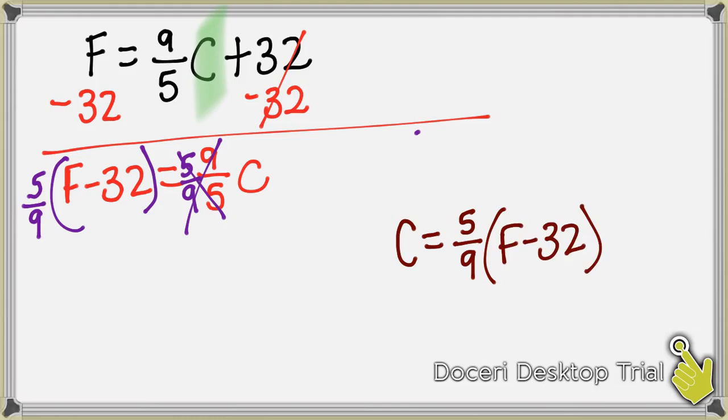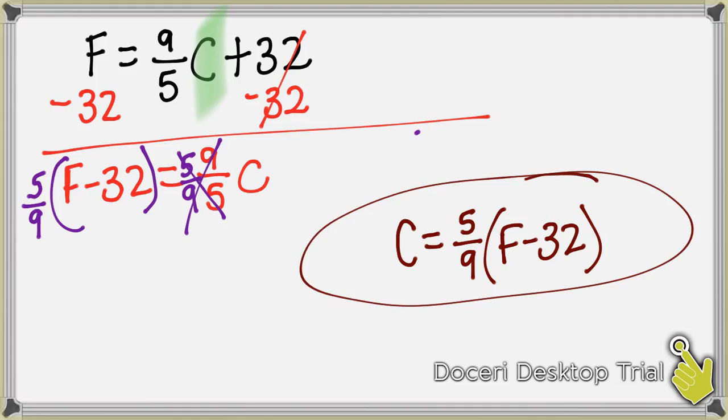That's what C equals. You don't need to start distributing. If you want to, you could, but you really don't need to. This is good enough to show that that's what C is. All right, so to find the Celsius, you take whatever the Fahrenheit is, you subtract 32, and then you multiply by 5/9. So that would be the new equation.